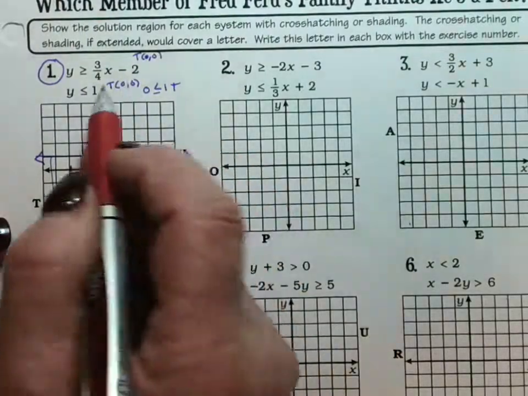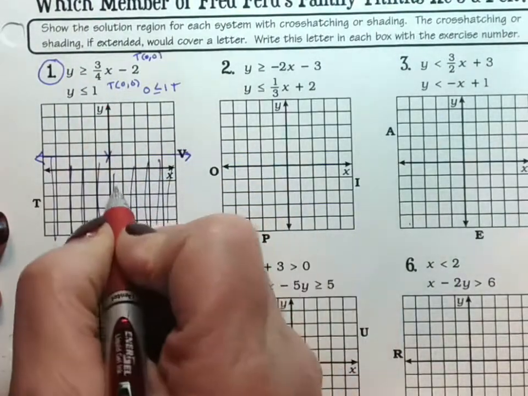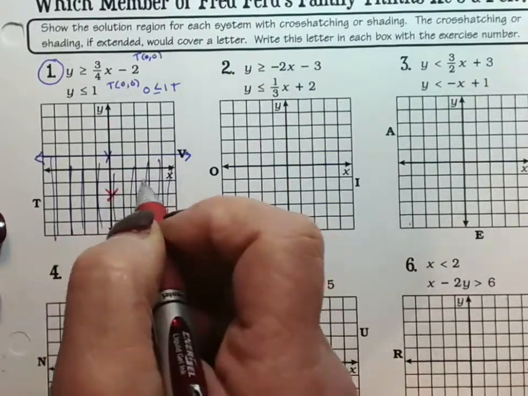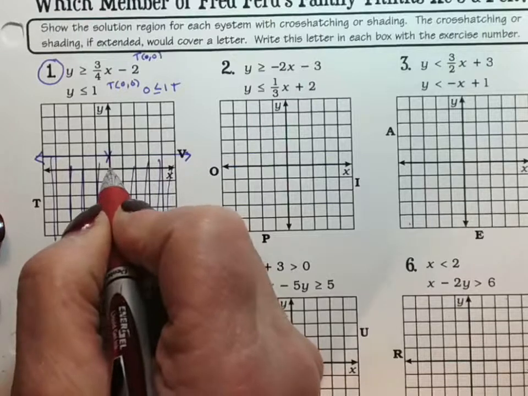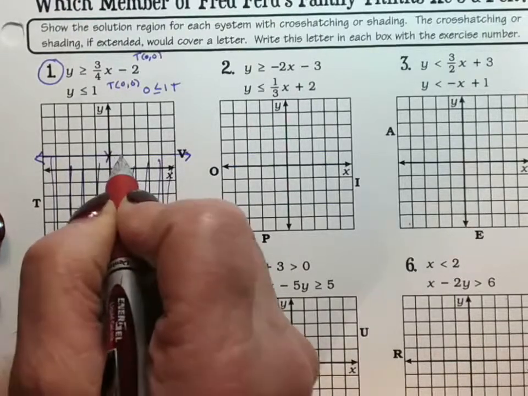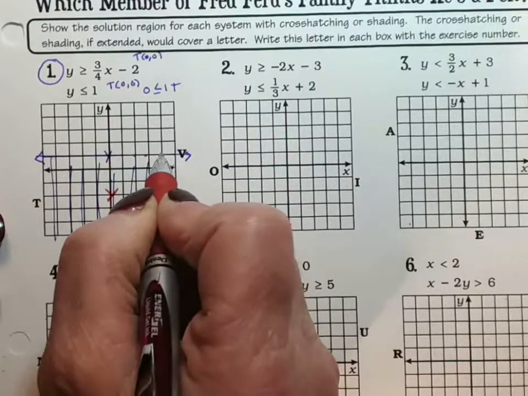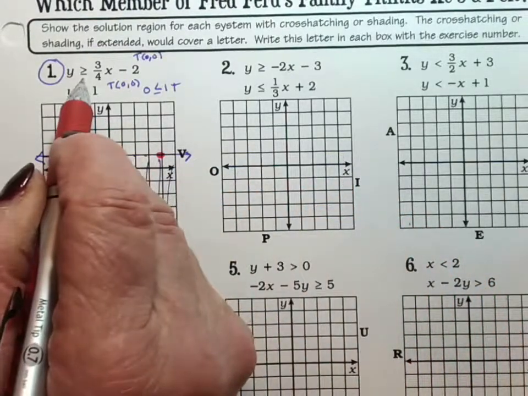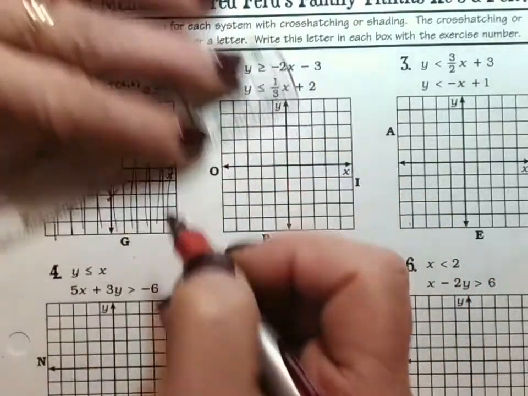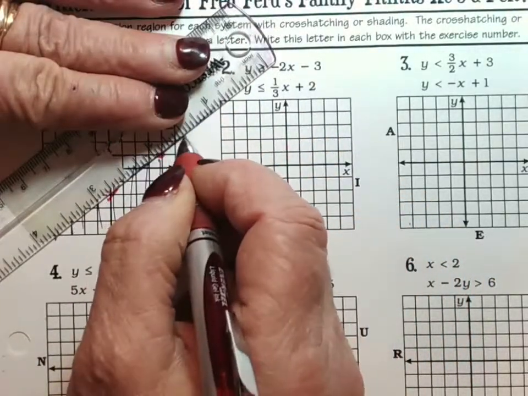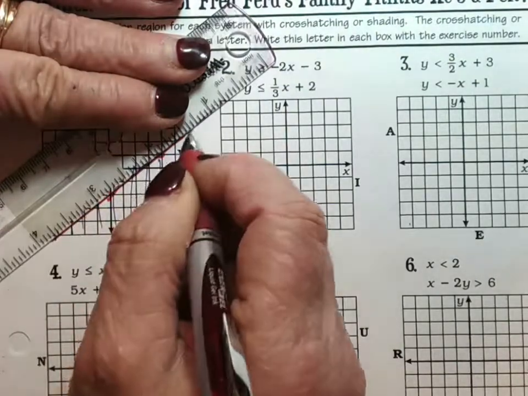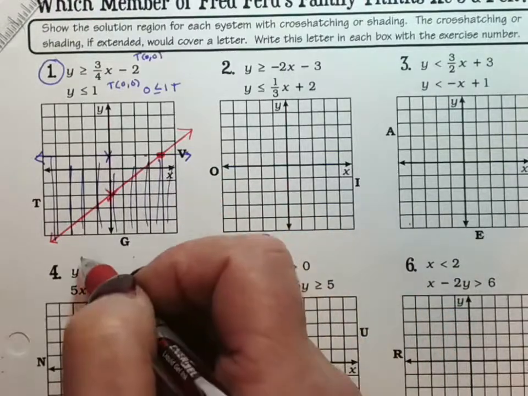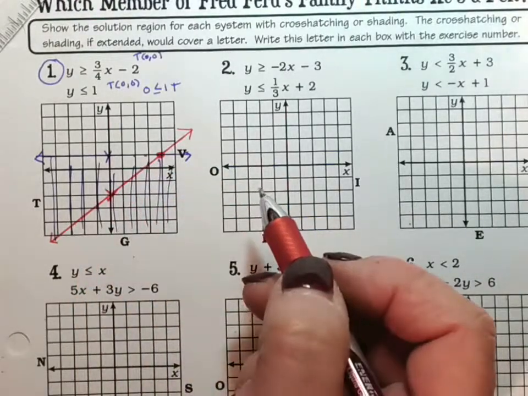So now we're going to graph this one. The y-intercept is at -2. There's -2. Up 3, 1, 2, 3, over 4, 1, 2, 3, 4. Okay, it's an equals. So again, it's going to be a solid line. Make sure that you're covering the whole graph.